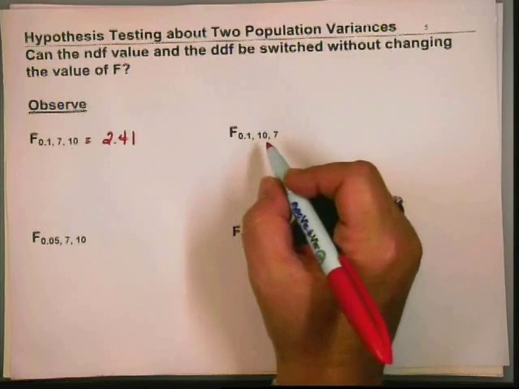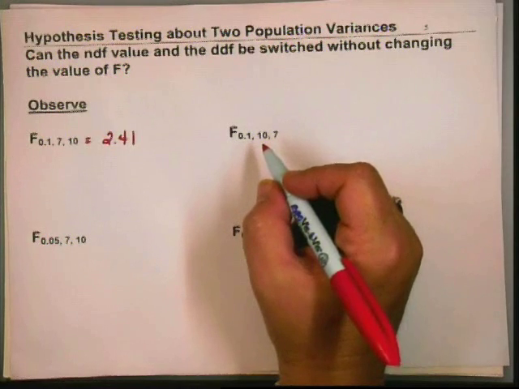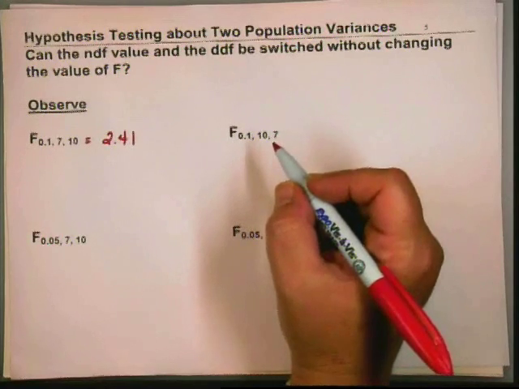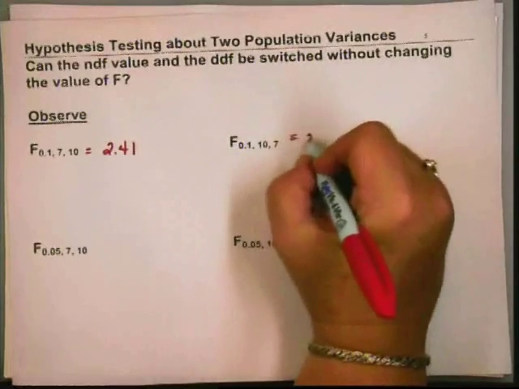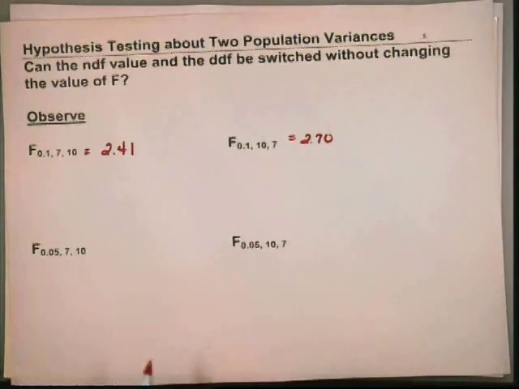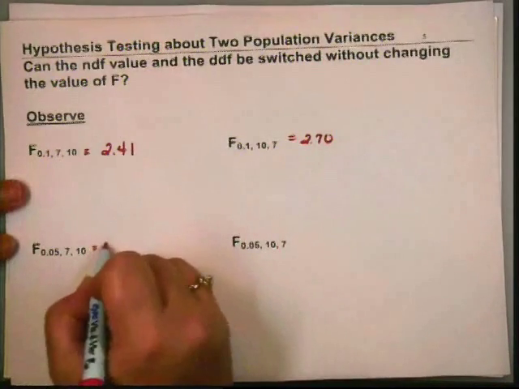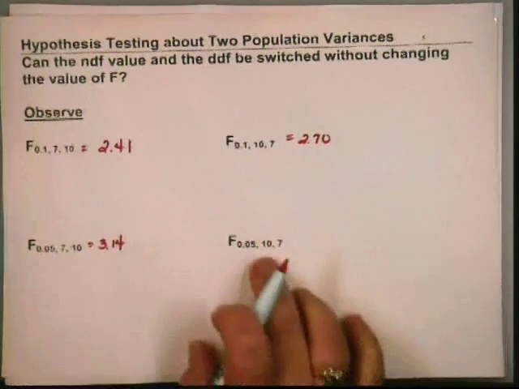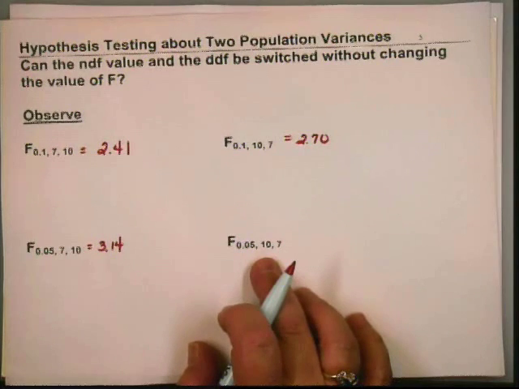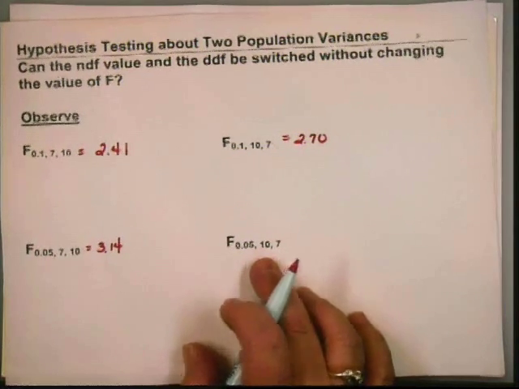So if you stay on the 0.1 page, column 10, row 7, differently than we did before, I have value 2.70. And then this one, the 0.05, 7 and 10, we already had that one as 3.14. Go to the next page. We won't go through all of them. We'll just do the next one. Column 10, row 7, for the right-hand area 0.05, has a critical value of 3.64.